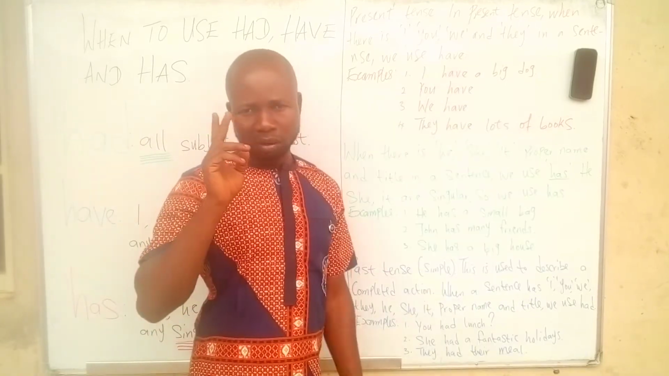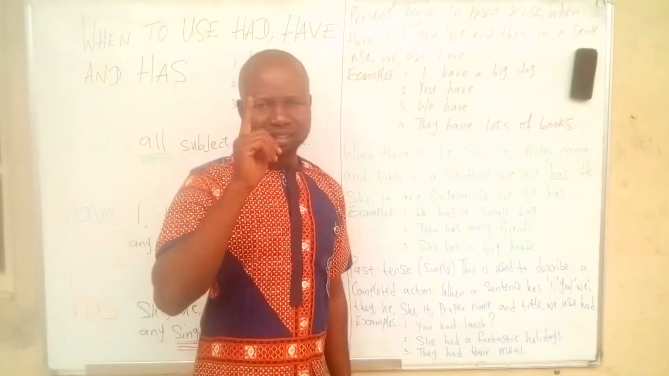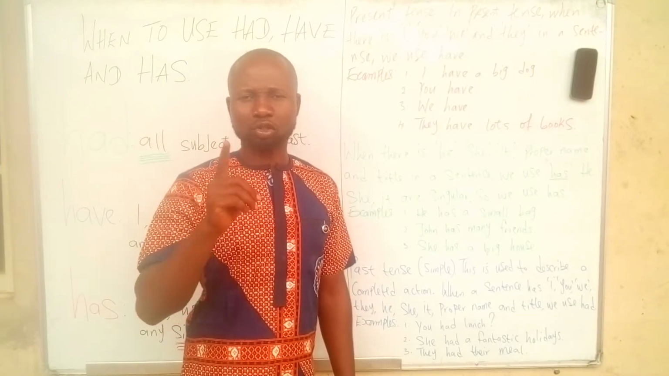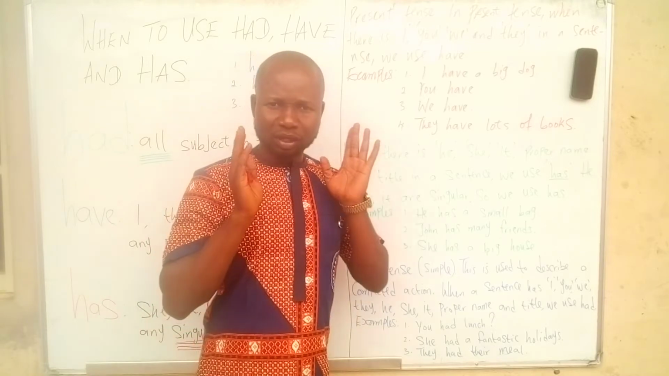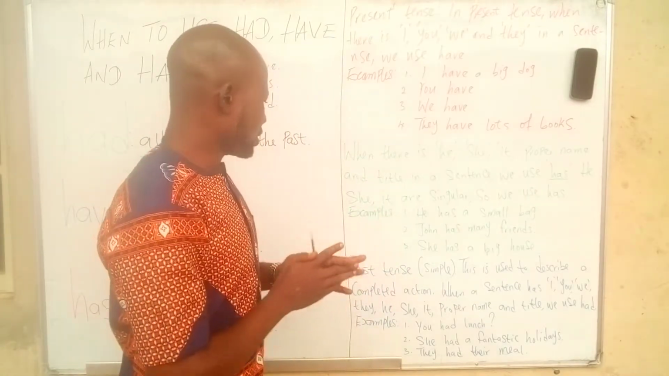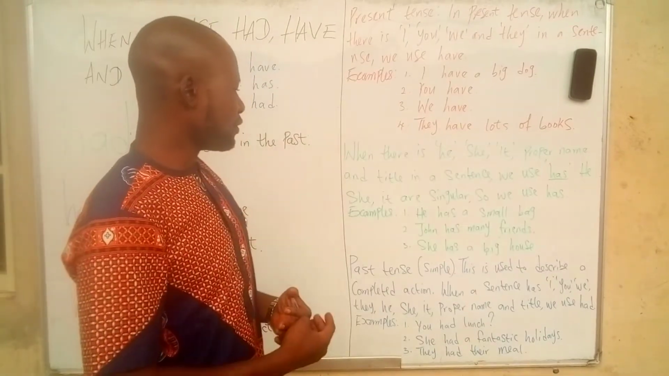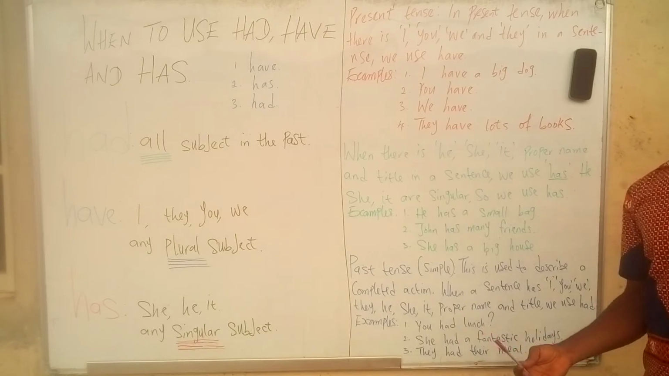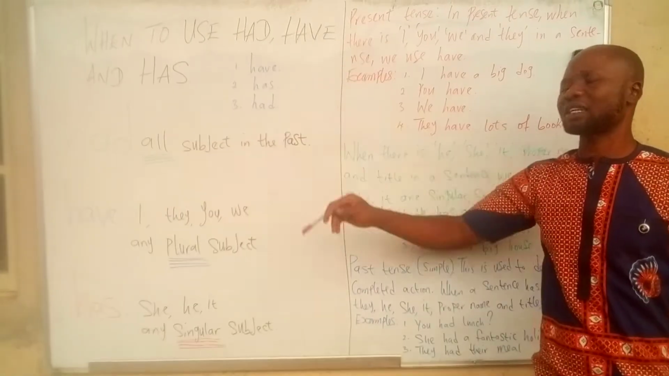Have, plural, two and above. Has, singular. When the subject is what? One. Therefore, we use what? Has. Then she has a big house. So lastly for today, we are going to look at the past tense. So these are three things we want to achieve: have, has, and had.